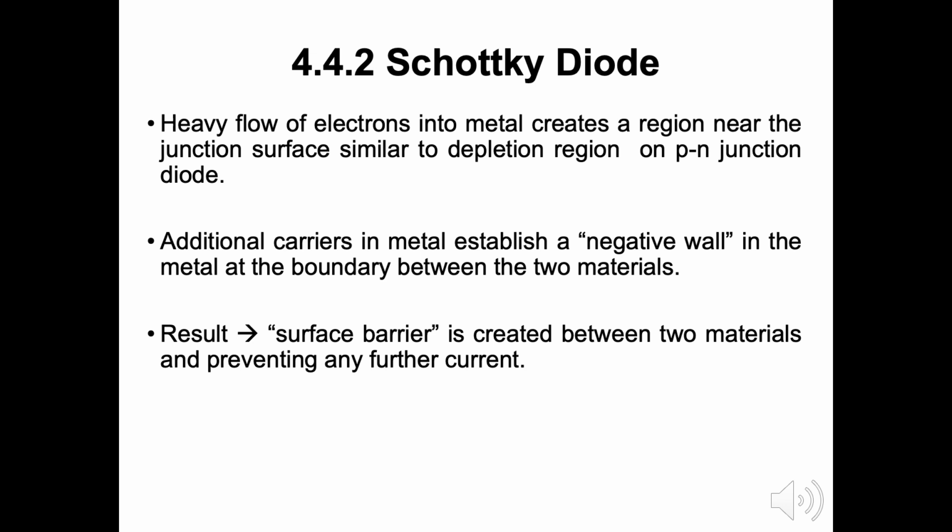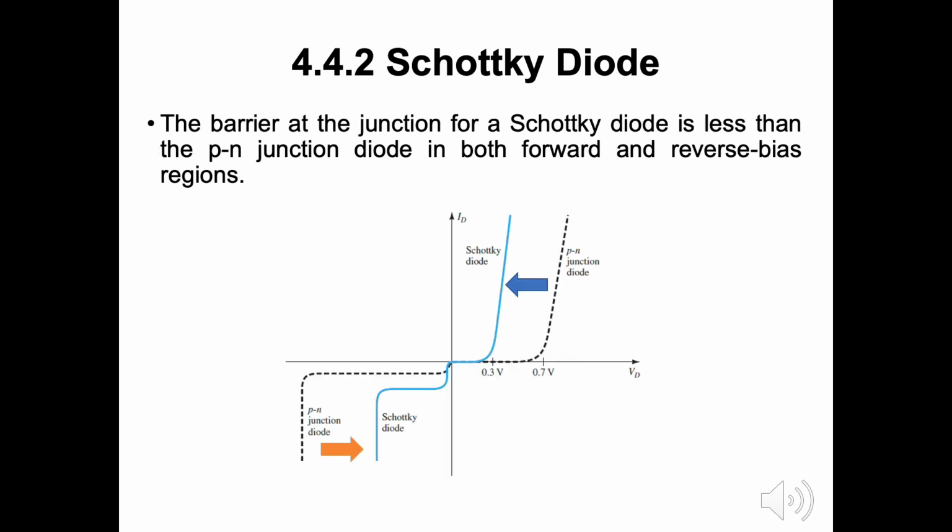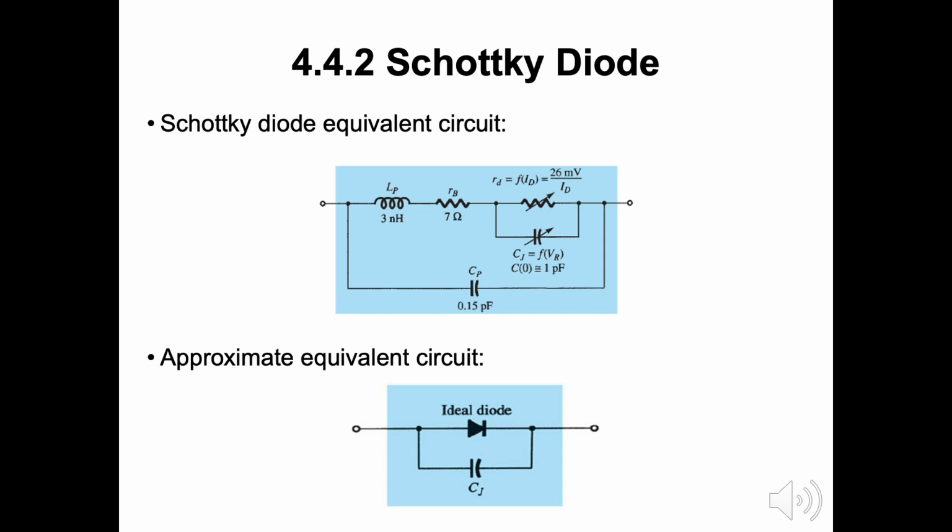Additional carriers in metal establish a negative wall in the metal at the boundary between these two materials. This results in a surface barrier, which is created between the two materials and prevents any further current. The barrier at the junction for a Schottky diode is less than the p-n junction diode in both forward and reverse bias regions, as in this figure. The Schottky diode equivalent circuit is presented in the top figure, and the approximate equivalent circuit in the bottom figure.